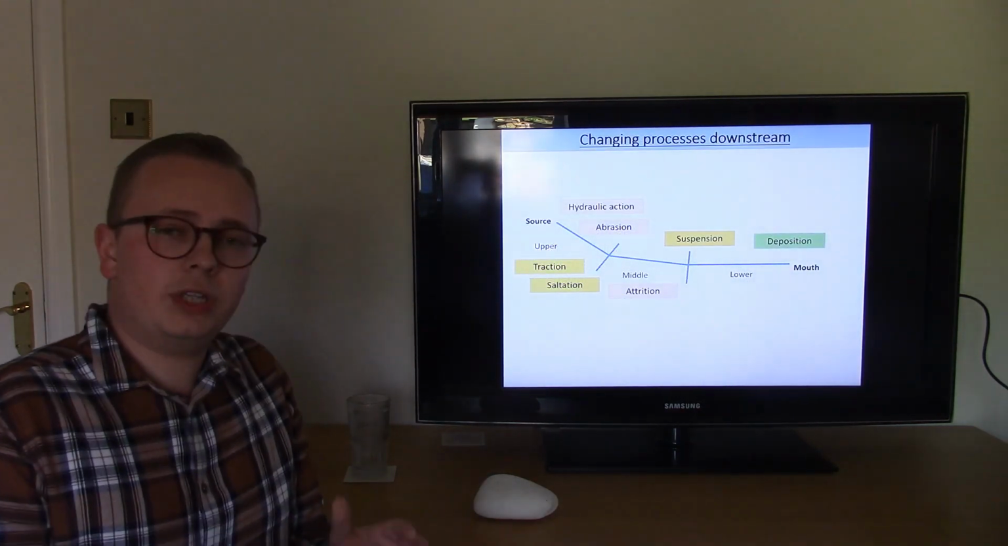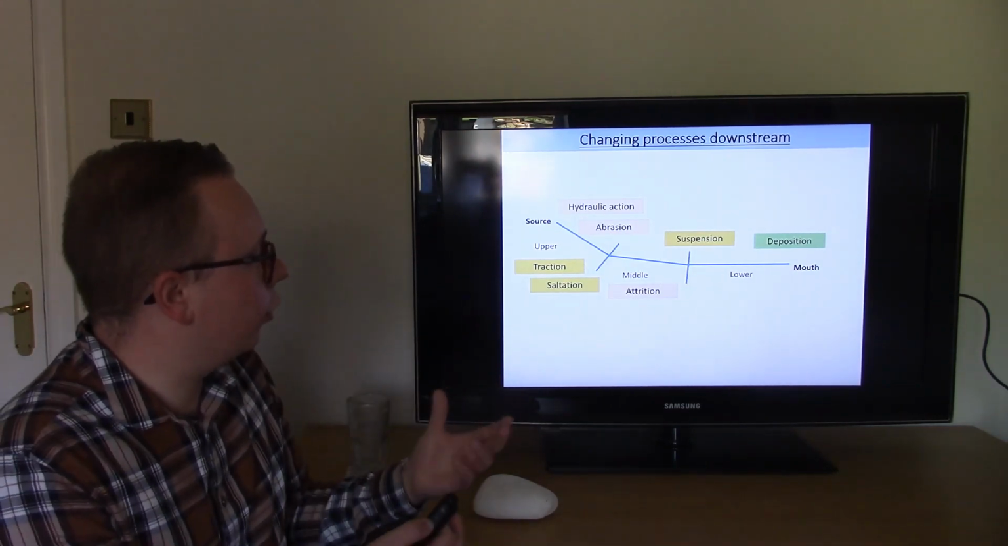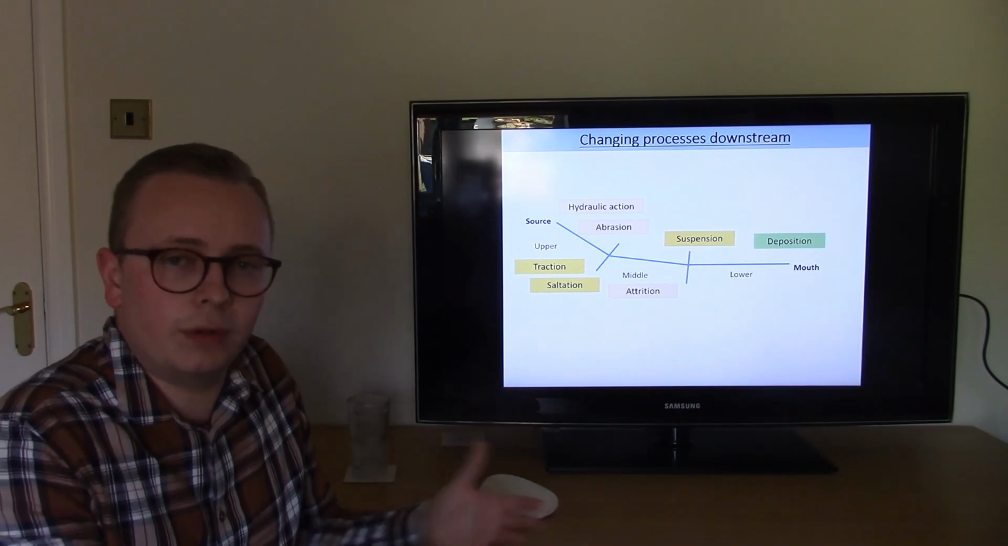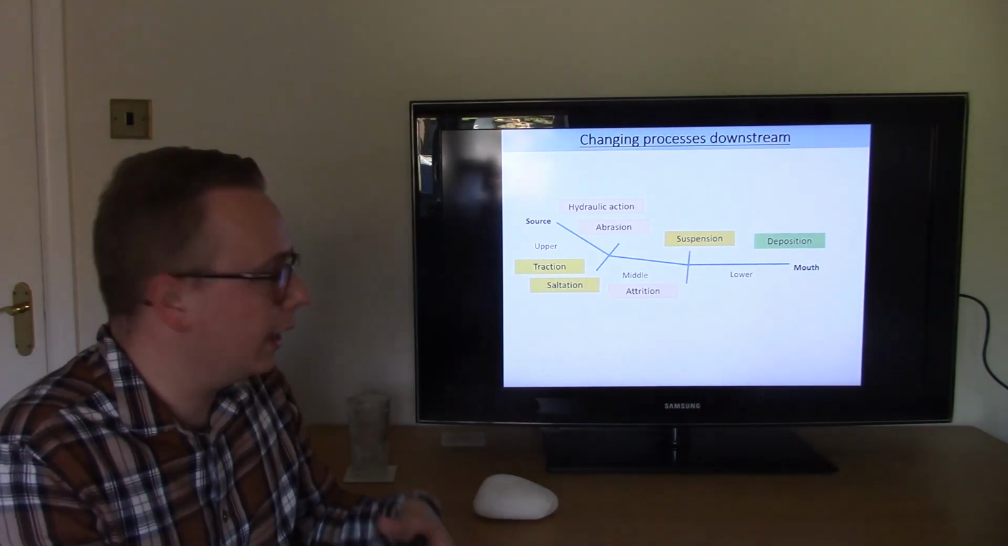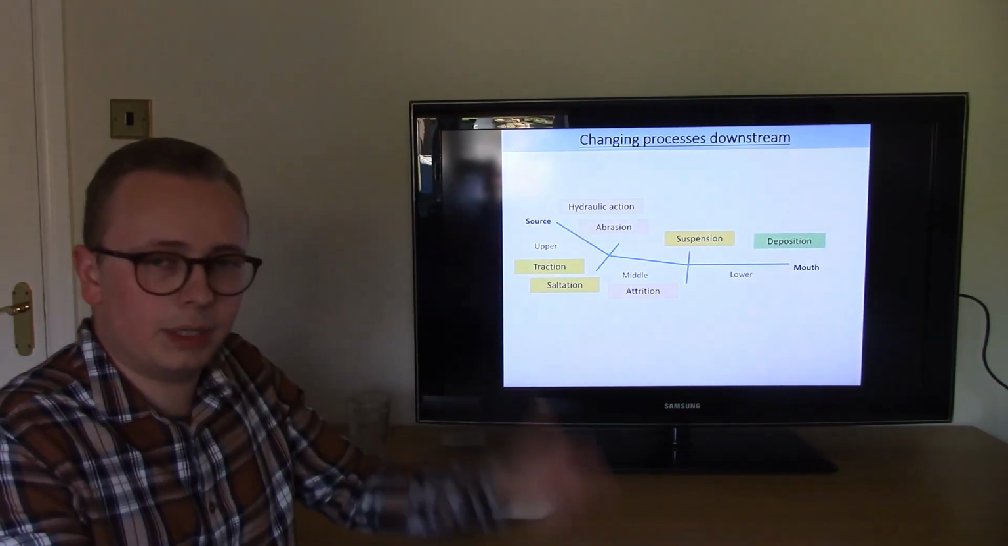And then lastly, we'll just take a look at how these processes change downstream. So in our upper course and middle course, we're seeing lots of erosion. The river's got lots of energy, it's going to be breaking up lots of rock. So hydraulic action and abrasion are going to be taking place in that upper course.